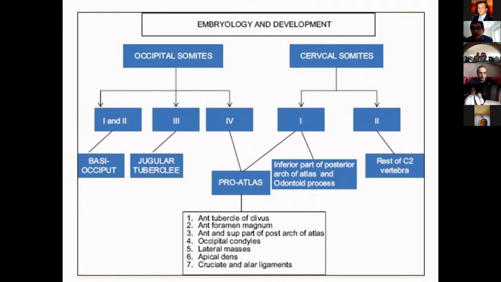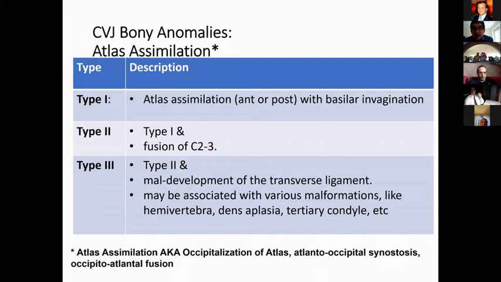And then atlas assimilation is the commonest abnormality that you'd find. And type 3 is the one that you most likely are going to be operating on. Type 1, of course, is just the fusion of the anterior arch of C1 to the clivus. Type 2 is also the presence of a posterior C2, C3 lamina fusion. And type 3 is when there is an association of instability with this.